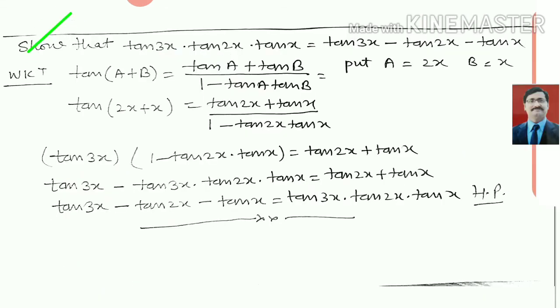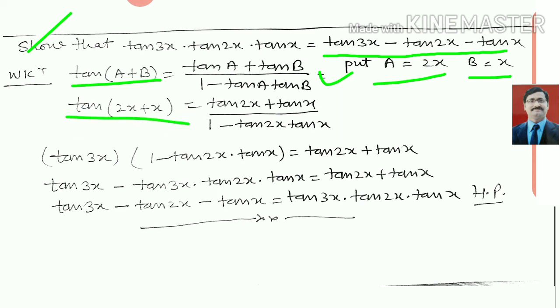Look here, we have to show that tan 3x tan 2x into tan x equal to tan 3x minus tan 2x minus tan x. So how can we prove? Look here, tan(a + b) is equal to tan a plus tan b upon 1 minus tan a tan b. In place of a we will put 2x and in place of b we put x. So what we get? tan(2x + x) equal to tan 2x plus tan x upon 1 minus tan 2x tan x. Now 2x plus x will be 3x.